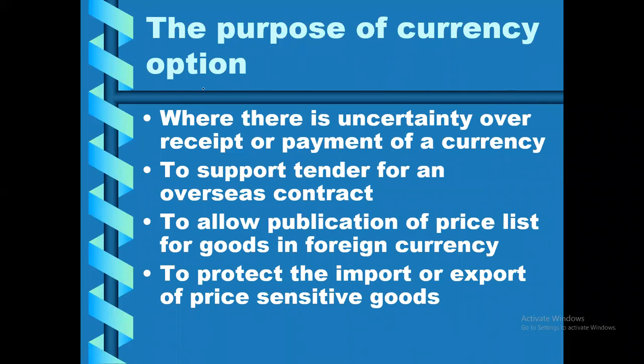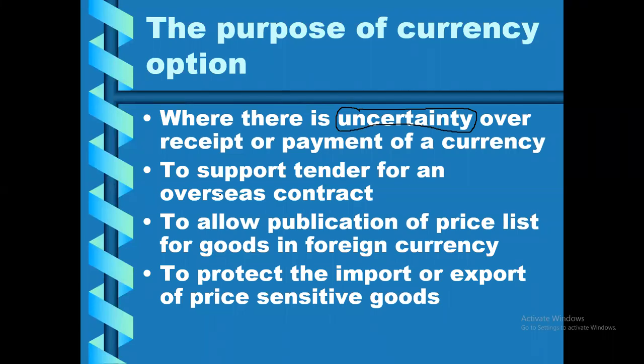The value of an option. The purpose of a currency option. What do we need the currency option for? Where there's uncertainty over the receipt or payment of a currency. If you don't know whether that money is going to come, whether that payment will have to be made, don't use rate fixing instruments like forwards and futures. If you may or may not receive the money, use options.